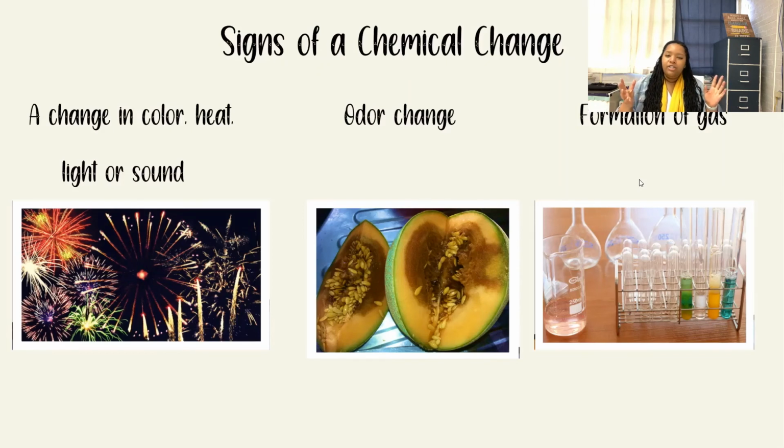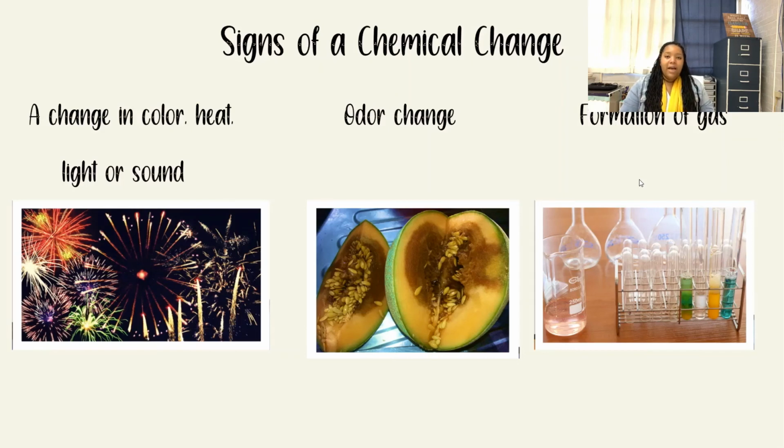But changes are happening, because we don't see all those beautiful lights and things like that when we first buy those fireworks. They don't happen until we light it on fire, until we start to burn it, okay? So that is an example of a chemical change, okay? When we see a change in color, heat, light, or sound, a chemical change has occurred. That substance has changed from what it originally was.